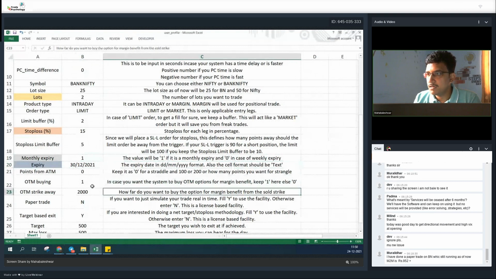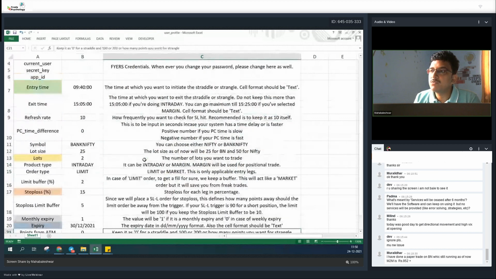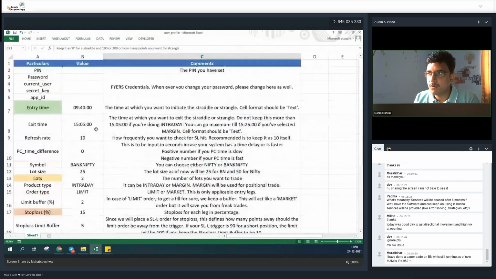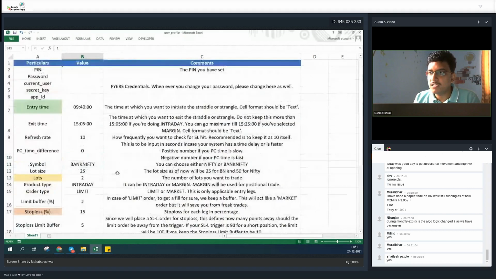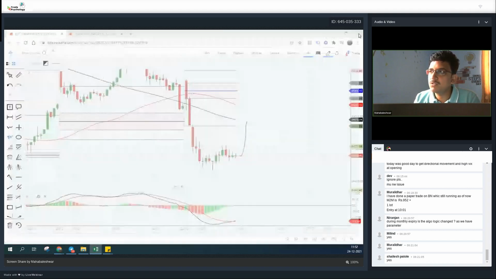And then yes, we want to buy 2000 points, and I will just mention paper trading, and we'll keep a target of maybe 1500 and a stop loss of 1500, and we'll see how the system will trade for today. And let's say these are the conditions we put, and we want to paper trade, right? Let us try to see how the system is going to trade.